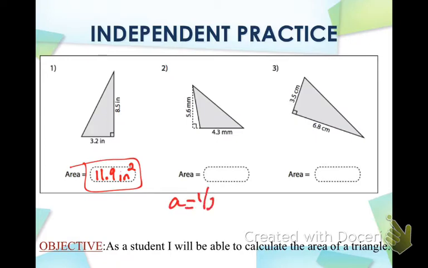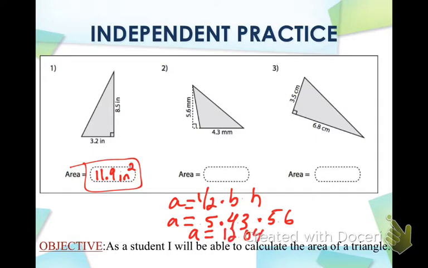For the second one, I'll go ahead and show this one. Area equals 1/2 times the base times the height. Area equals 0.5 times 4.3 times 5.6. And you should have gotten an area of 12.04 millimeters squared. Make sure you have that. Area equals 12.04 millimeters squared. And finally, for the last one, I'm just going to go ahead and give you the answer.